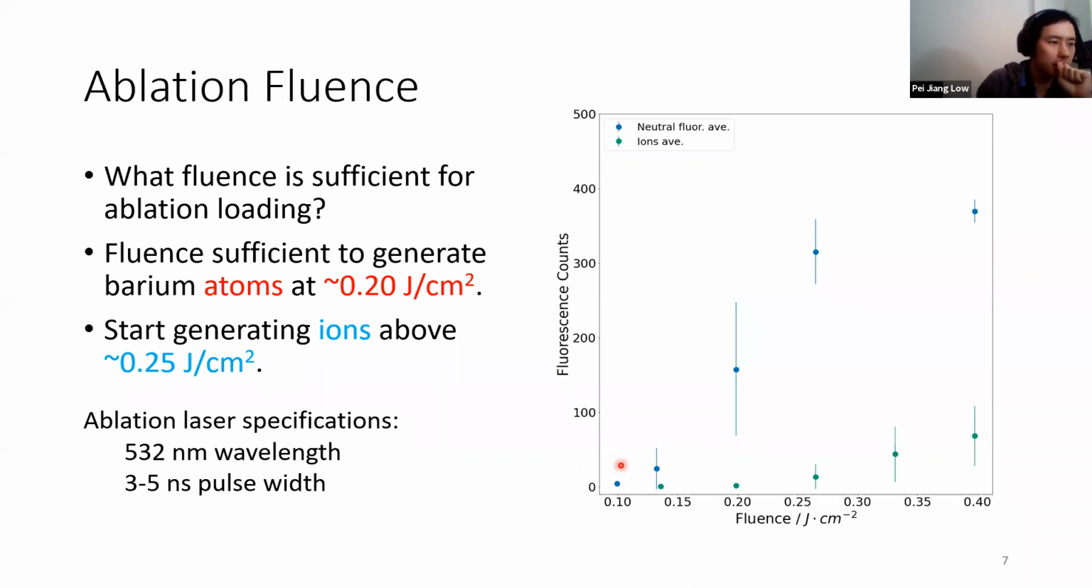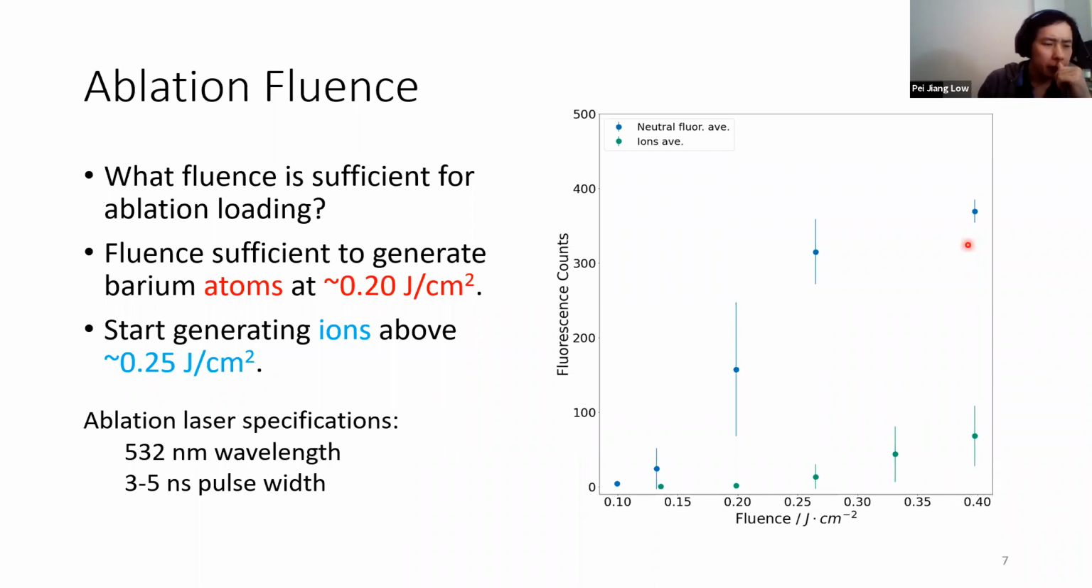Over here in this graph is the fluorescence of the neutral barium atoms. We send the first excitation laser to fluoresce the atom plume, and these blue dots correspond to the neutral fluorescence. If you look at this graph, at about 0.2 joules per centimeter square, it starts to noticeably generate the atom plume. If you increase the fluence even more, it rises, and then it saturates at around 400 counts for our setup.